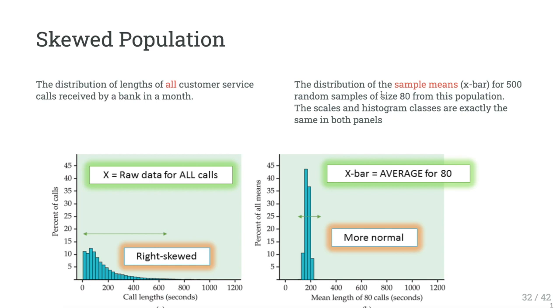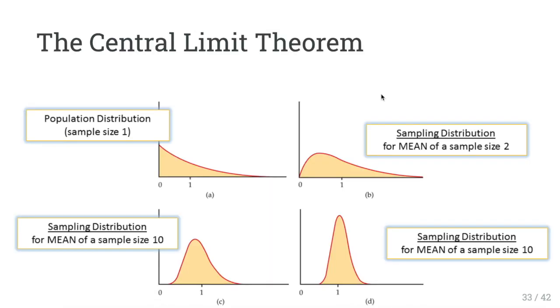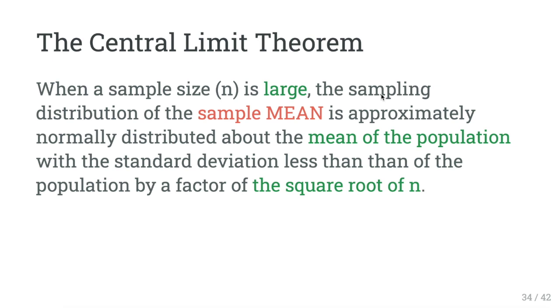What's nice that we showed is it doesn't matter if the population is skewed. It doesn't matter if it's not normal, because the sample means will still be normal. And this is thanks to this idea of the central limit theorem, which says something to this effect.